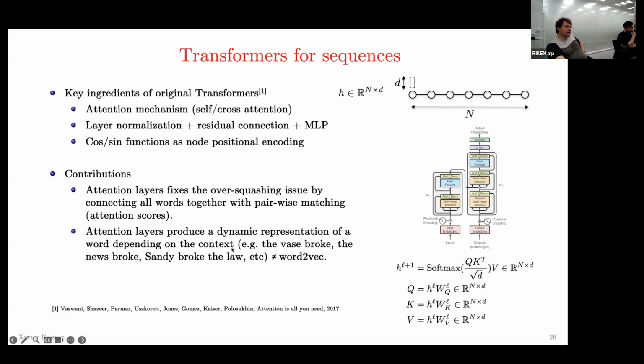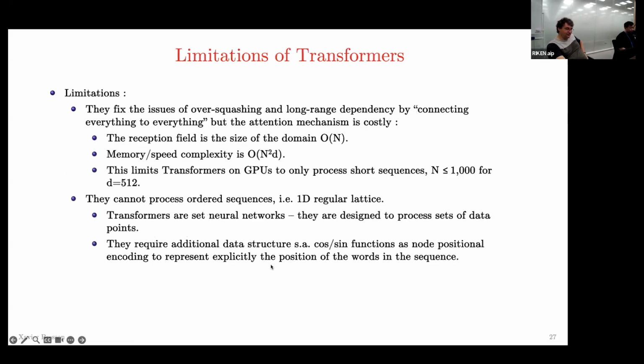and suddenly we have a dynamic representation of the world, which I think is the true success of the transformer. Depending on the context, you want to have a different representation of your entity. For example, the word broke has different meanings depending on the context: the vase broke, the news broke, Sandy broke the law, and so on. Here, depending on the context, the vector representation of broke will change, which is very different from word2vec, which is fixed basically forever.